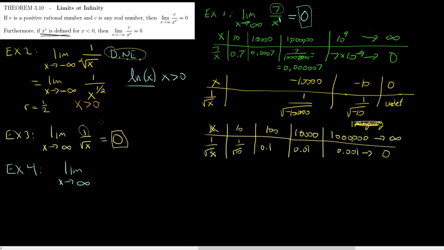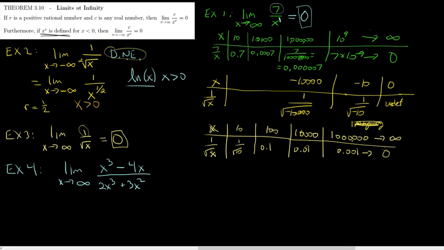So yeah, we want to make it a little more challenging here. How about x cubed minus 4x all over 2x cubed plus 3x squared. Okay, way more complicated than 7 over x or 1 over square root of x. But it is a rational expression, right? It is a rational function. And so we should be able to figure out the limit.